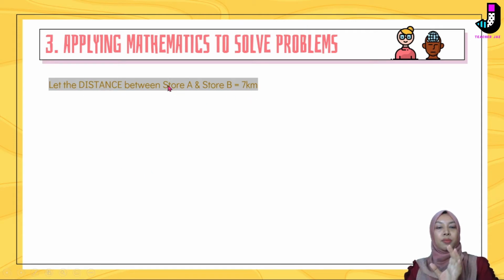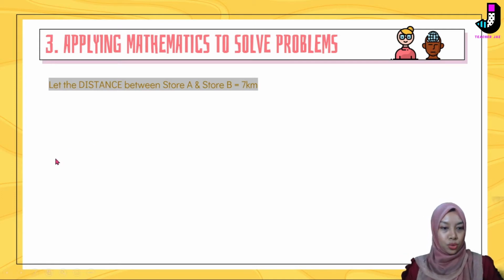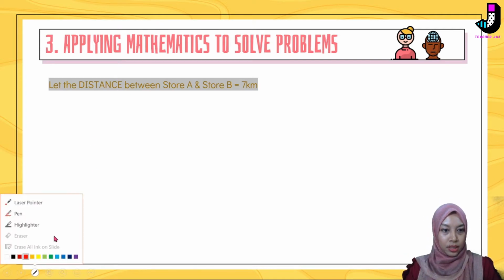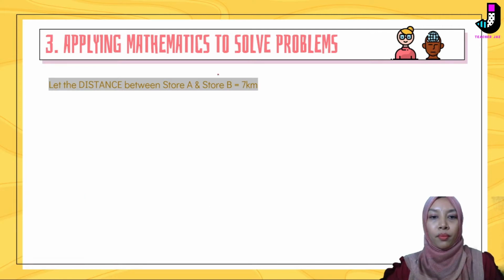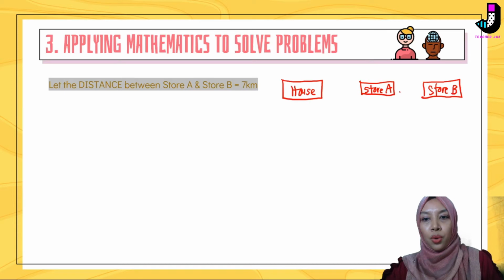So let the distance between store A and store B be 7 kilometers. I think here maybe I need to draw a little bit. Sekejap. Okay, tadi saya ulang balik. So this is the house. This is store A. And this is store B. So here the distance is 7 kilometers.